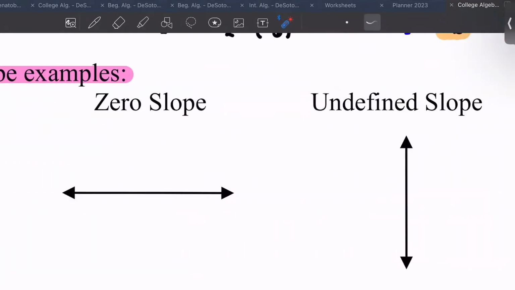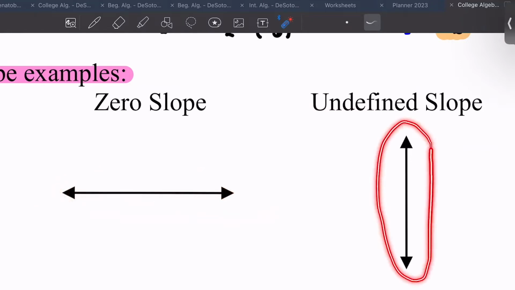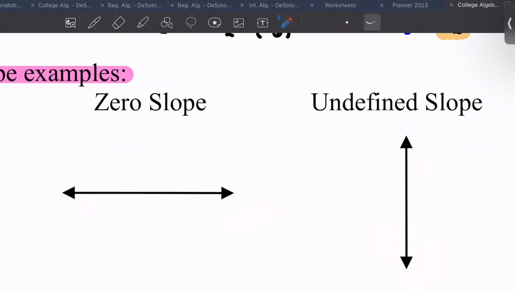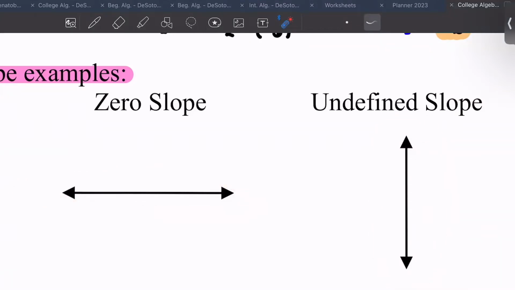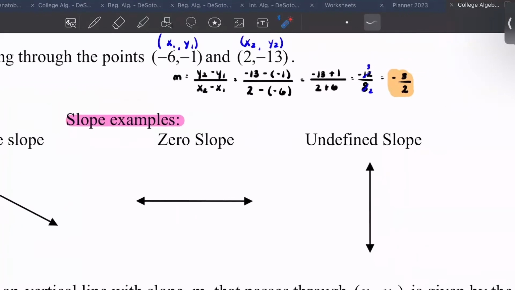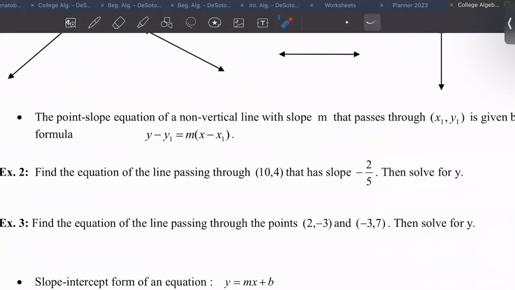Zero slope: this has no rise and run. It's not rising and running anything, so that is a zero slope. That is going to be your horizontal line. Your vertical line will be your undefined slope. We don't know what that is. We don't know what it's rising and running. We know it's rising and running 0 here, but it's not rising and running anything there. So that would be undefined.